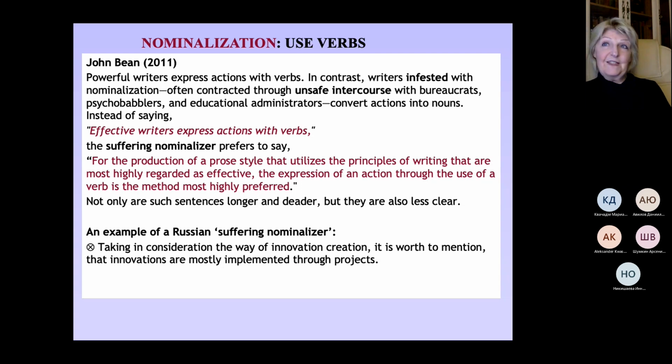What John Bean says. John Bean is an expert in academic writing of global importance. He wrote a big book. In this book, it's an American book, by the way, and an American author who has never visited Russia, I believe. It's not about Russians, it's about anybody. And he says, powerful writers express actions with verbs.